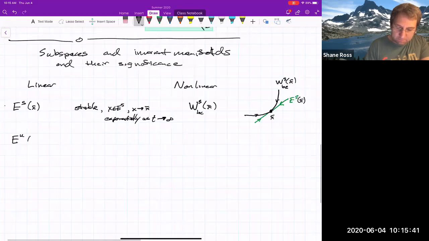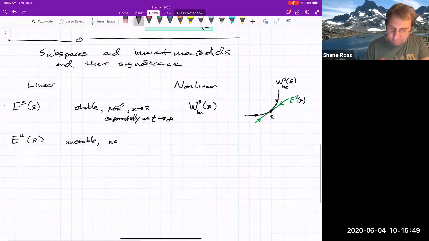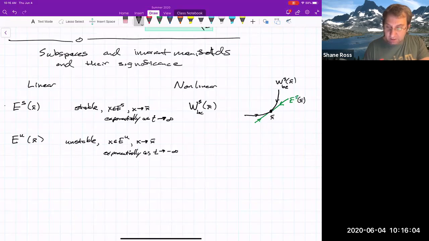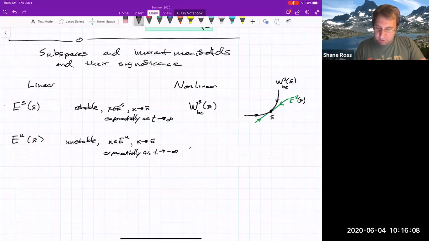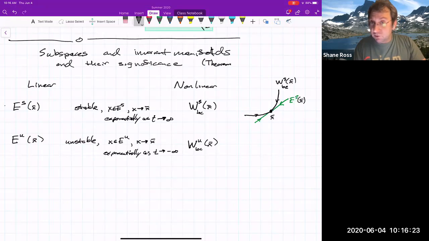This is EU bar. This is unstable. For any point X that's in EU, X goes to X bar exponentially as time goes backwards, so as time goes to negative infinity. The corresponding nonlinear object is WU local of X bar. If you want, this is in chapter 3 of Wiggins, theorem 3.2.1. I'll try to give more references to Wiggins so you can follow along in that book.